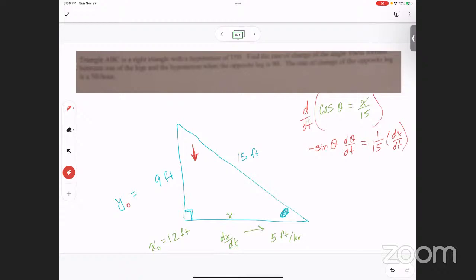So I actually don't have t in here anywhere. All I have is related rates, right? Here are the rates that are related to each other. The rate of this angle moving is related to the rate of the side moving. So now I'm going to plug them in. I already know what this is. This is 5, right?